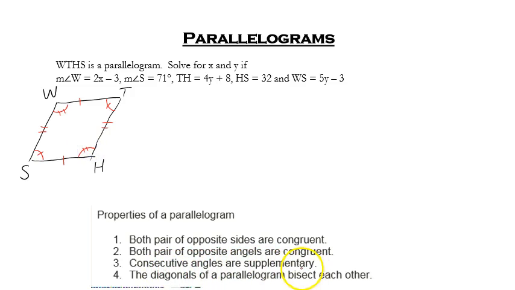Consecutive angles are supplementary. I won't put that into the diagram, but it means angle T and H, they're consecutive, they add to 180 degrees. Same would be true for angles S and H, angles W and S, angles W and T.